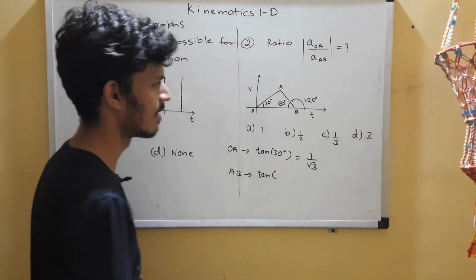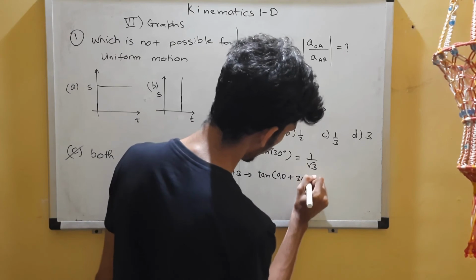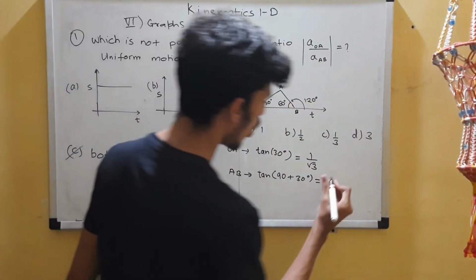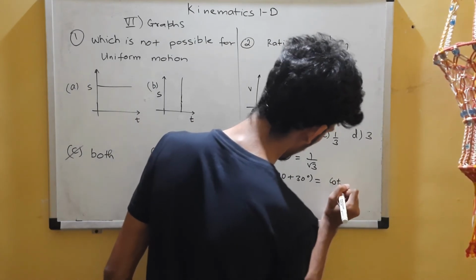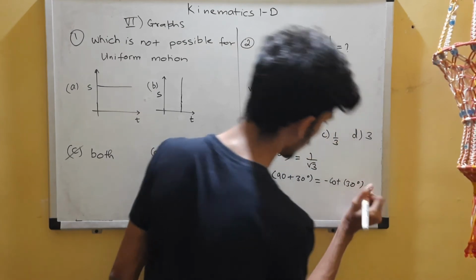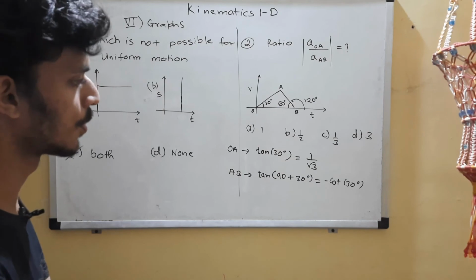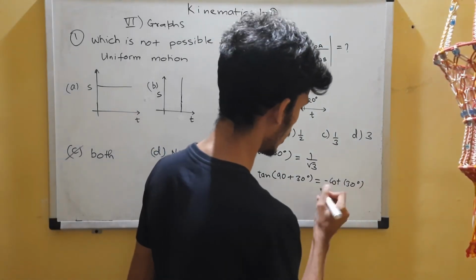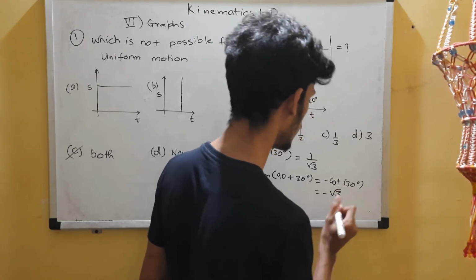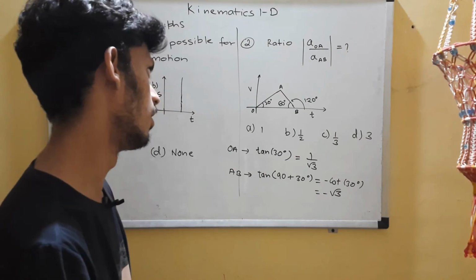I can write it as 90 plus 30 degrees, right? So tan(90 plus theta) becomes minus cot theta, right? So cot in the second quadrant will be negative, right? So minus cot 30. Cot 30 is root 3. So minus root 3. Anyways, you are just concerned about the magnitude, right?